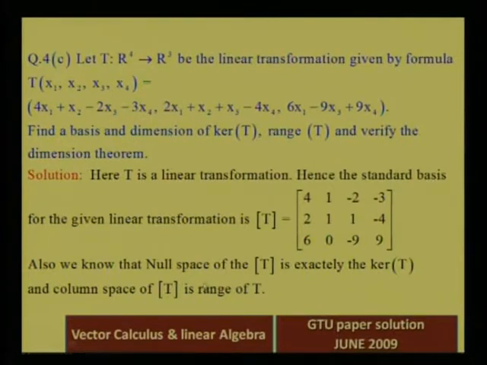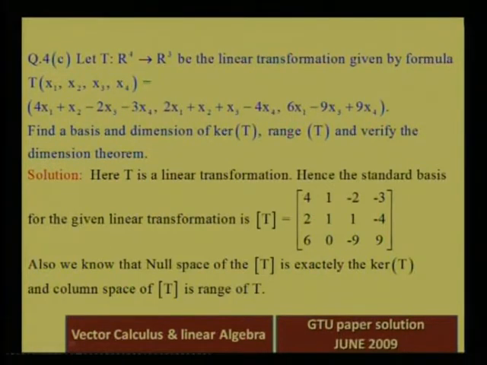Now here we use one important theorem. This is the statement of the theorem: the null space of the standard matrix T is exactly the kernel of T, and the column space of the standard matrix T is the range of T. So here we use this important theorem. We want to find the basis and dimension for the kernel of T and range of T, and for that we find the null space and the column space of this standard matrix, and that is exactly our kernel of T and range of T respectively.